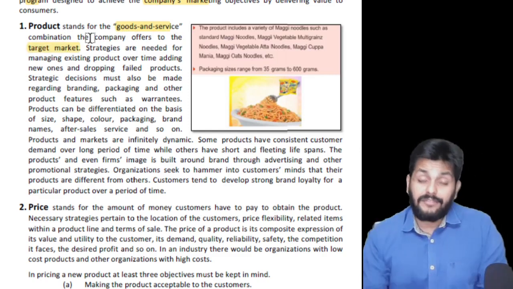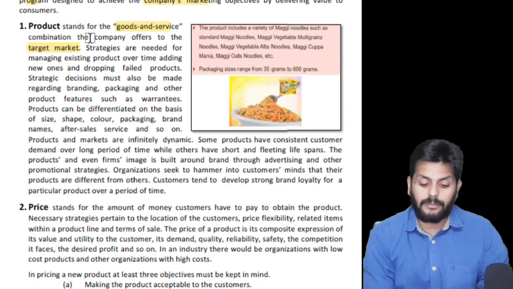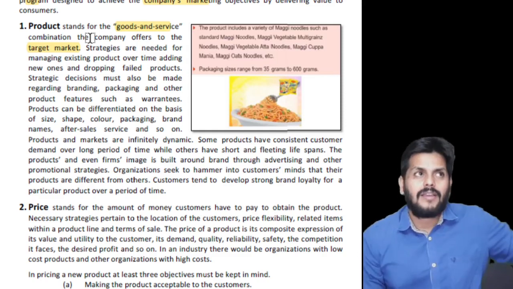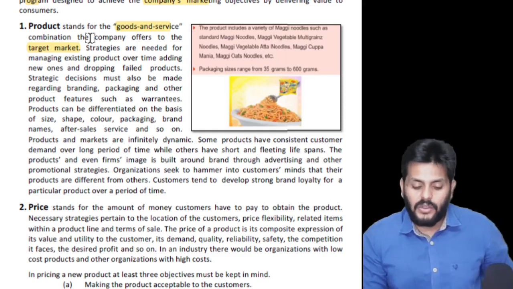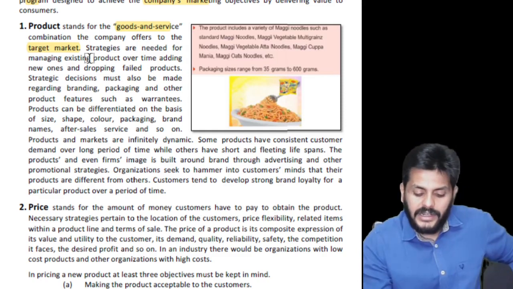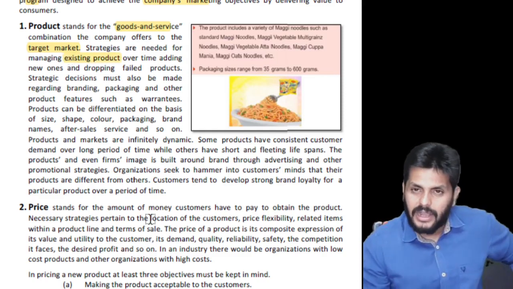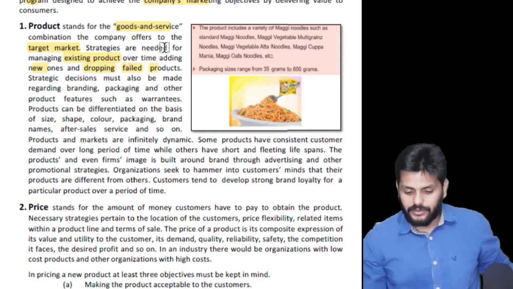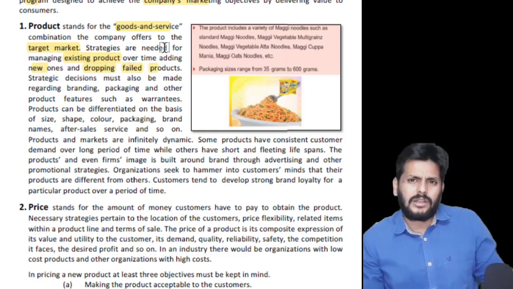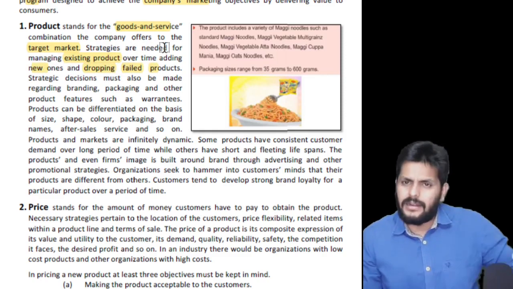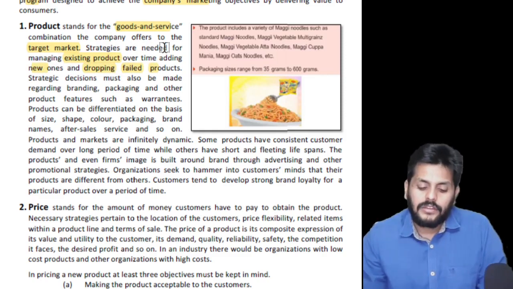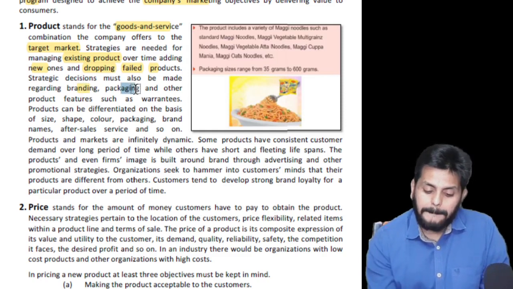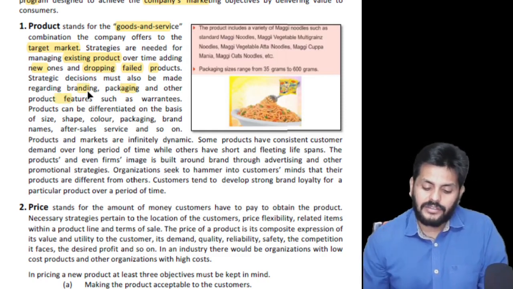Strategies are needed for managing the existing product, currently what we have, and then doing diversification by adding new ones over time. Strategies are needed for managing the existing product over time, adding new ones, and dropping failed products. I hope by now all of you are clear on what is stability, expand, and retrench when it fails. Strategic decisions must also be made about branding, packing, and other product features like warranties.